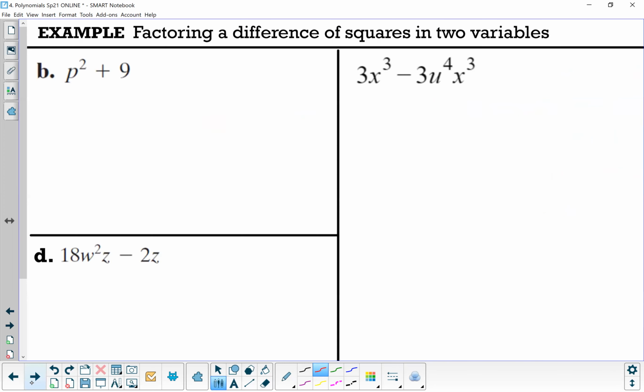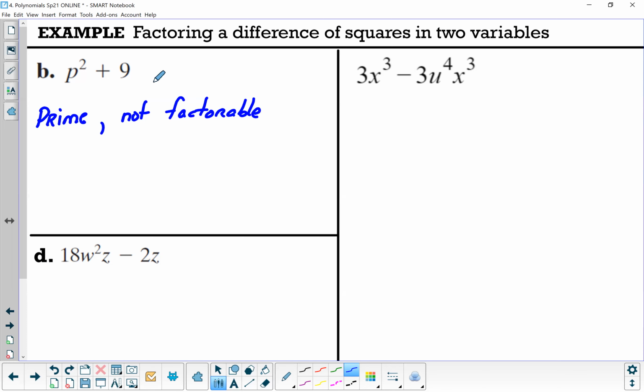All right. Now, a common misconception is factoring P squared plus 9. Okay, this is prime. In terms of factoring this into real numbers, this is prime. It's not factorable when we're considering real numbers. Now, if we were using complex numbers, that's different, but that's beyond this course.